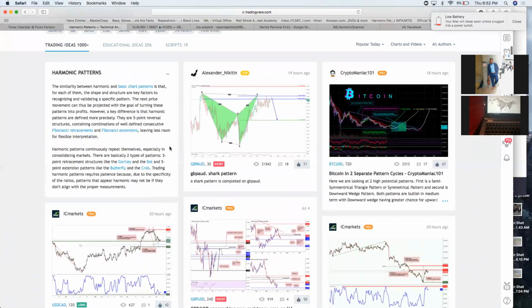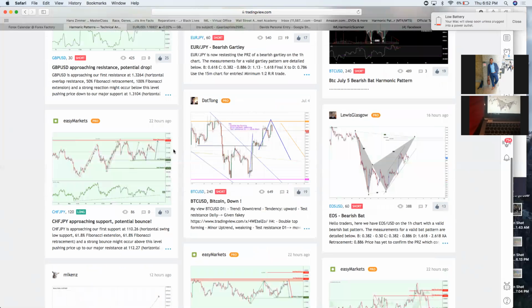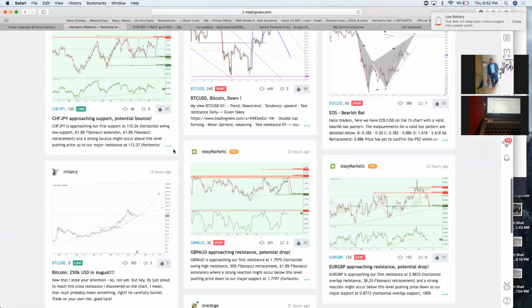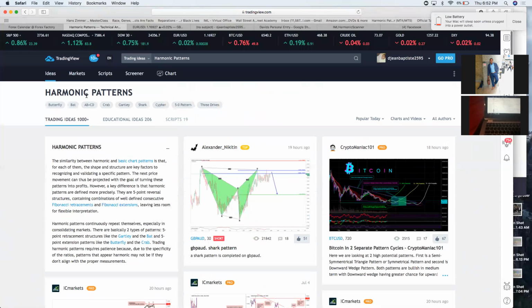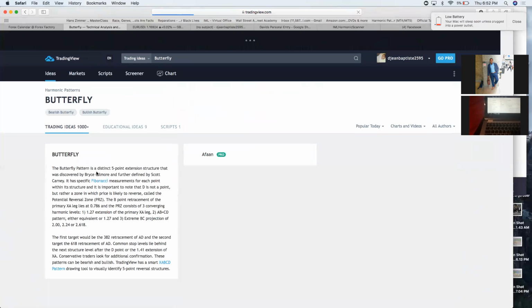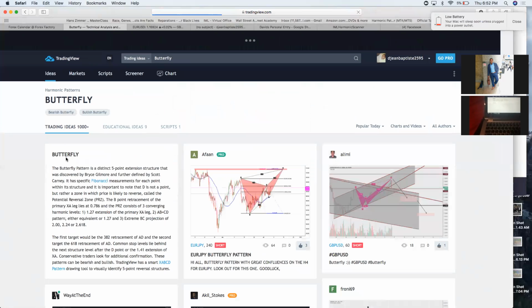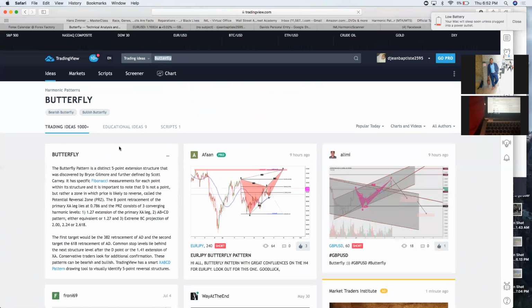So you can use this to give you a little bit more heads up on harmonic patterns, right? We have the butterfly, the bat, the ABCD, crab, gartley, shark, cipher, 5-0 pattern, and 3 drives. I love the butterfly, so we're gonna click on the butterfly to check it out. Once we click on the butterfly, we have a brief synopsis of how the butterfly is created. We have the bearish butterfly and the bullish butterfly, right?